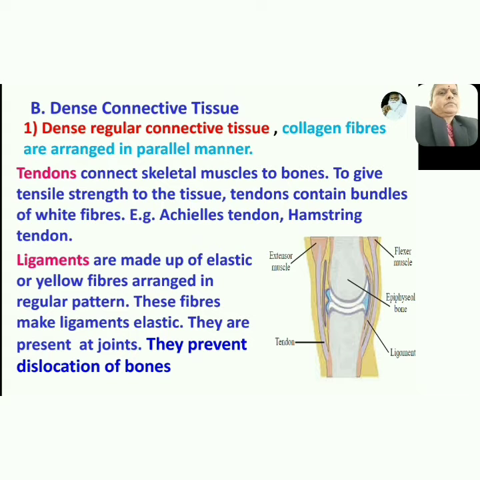Ligaments are made up of elastic or yellow fibers. They are arranged in a regular pattern. These fibers make ligaments elastic. They are present in between the joints. They prevent the dislocation of bones because they connect the bones. Remember tendons and ligaments: tendons contain bundles of white fibers and ligaments contain yellow fibers.